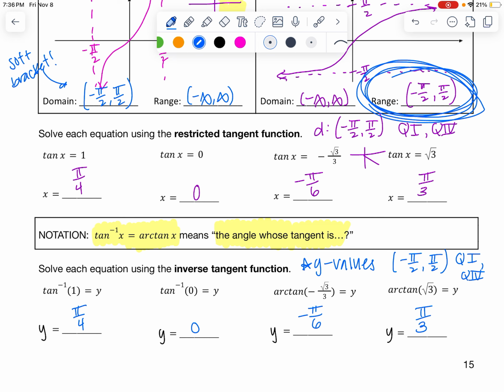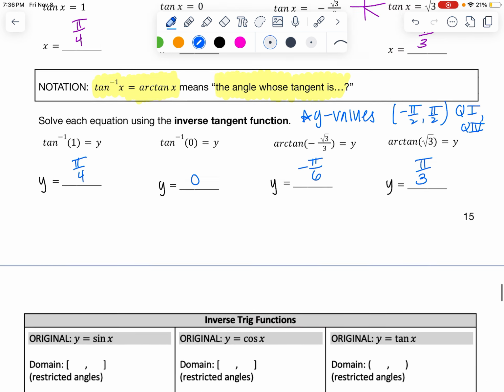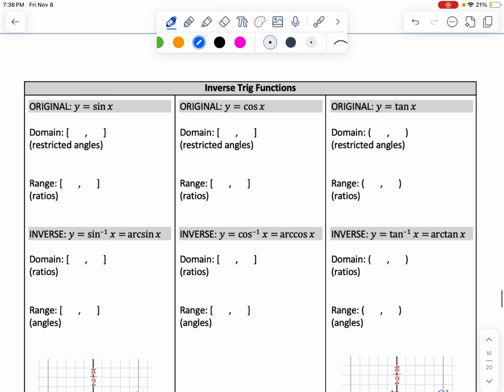Okay. So we see the correlation between the restricted sine, any of them actually, restricted cosine, sine, tangent function, and the inverse of them as well. Okay. So the last page is just a nice little chart to summarize what we were talking about in today's class.